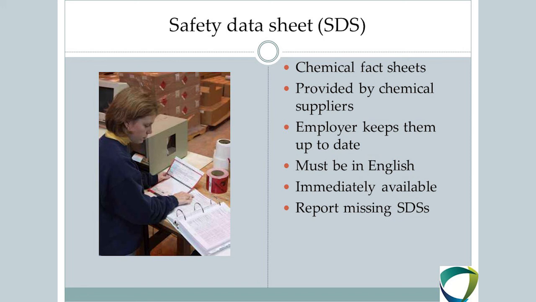Safety data sheets must be immediately available to you while you are in a work area. Copies must be kept where you can use them during your work shift. When employees must travel between workplaces during the day, safety data sheets may be kept at a central location. Let your supervisor know right away if you can't find an SDS or you think one is missing.